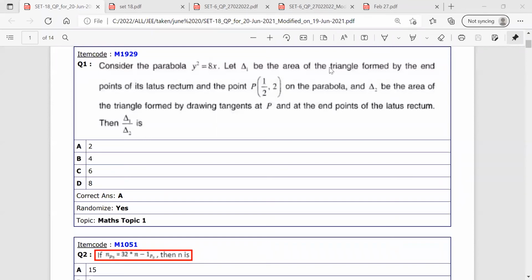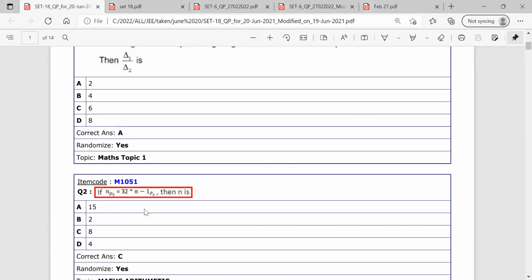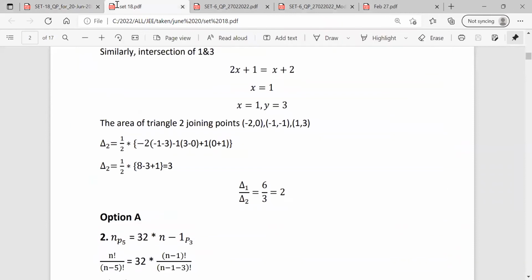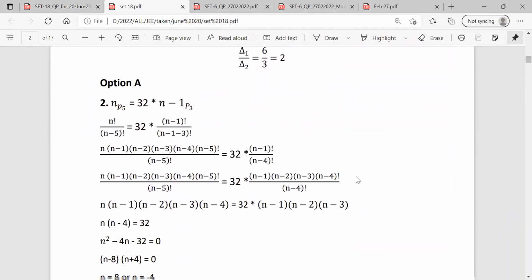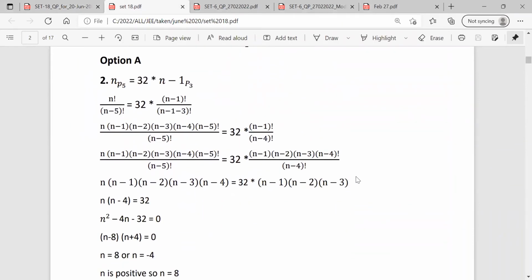Okay, now we'll move on to the second question. I think it's okay for you to read. So I'll move here. The second question is a really easy question. I think all the questions in this particular question paper are really easy. The second question is: it is given that nP5 is equal to 32 times (n minus 1)P3.